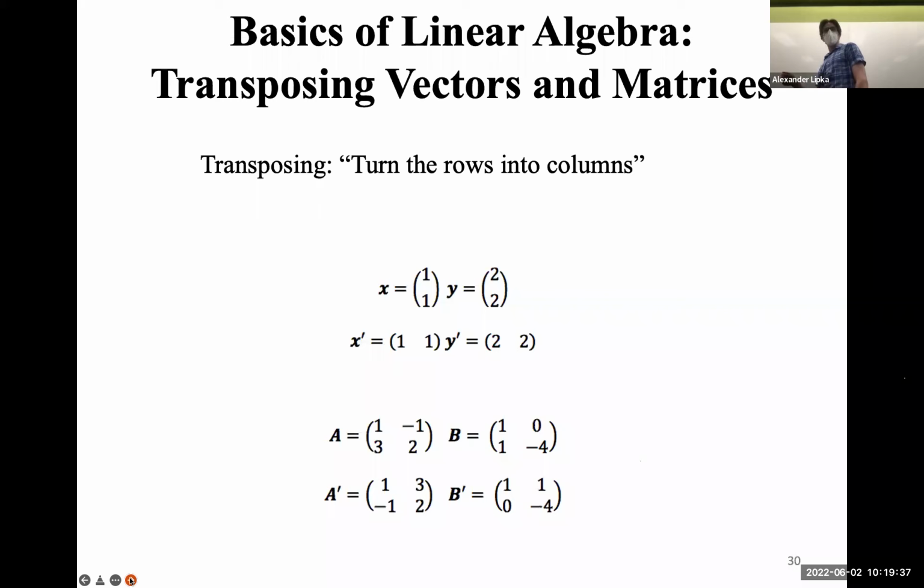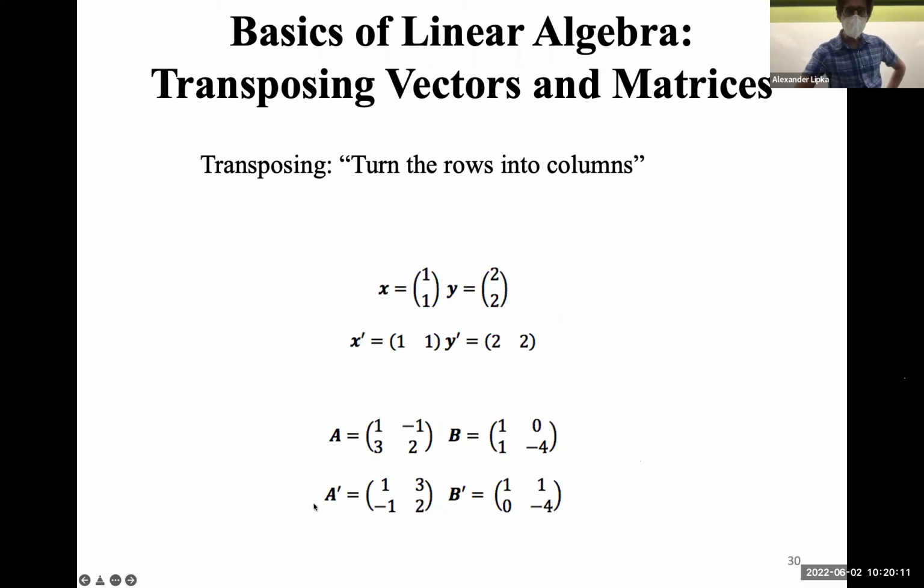Okay, so then the next building block is transposing vectors and matrices. All we're doing is rotating these 90 degrees, so you just turn the rows into columns. So here's X, which is a vector, 1 and 1. If we want to take the transpose, we're just turning it on its side, turning the rows into columns. And then you have the prime subscript to denote a transpose. So here's X transpose, here's Y transpose.